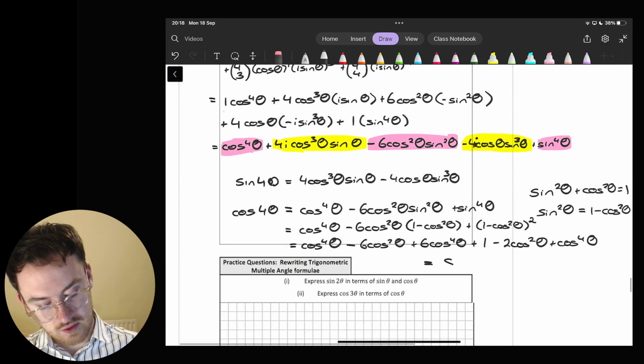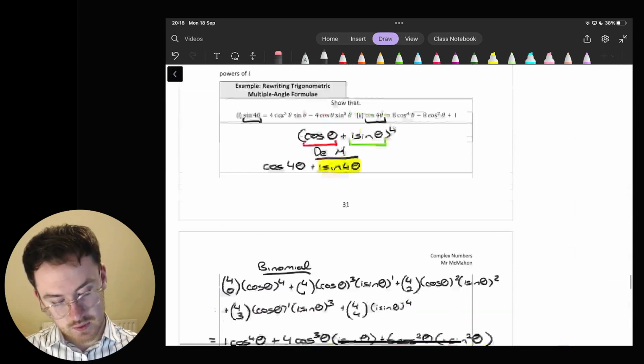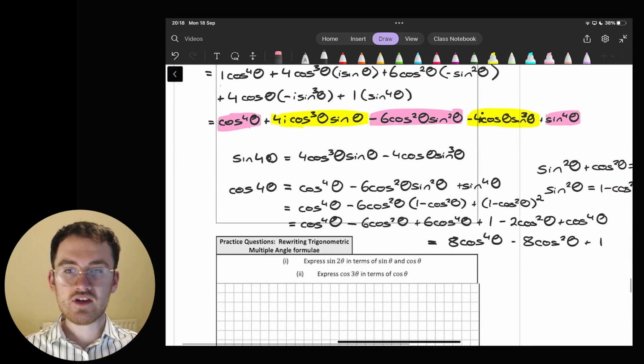So if I group like terms together, I get 8 cos to the power of 4 theta minus 8 cos squared theta plus 1. And is that what we're looking for? That is what we were hoping to get. So that is our end result for that one there. There's a lot of work for what can seem like little payoff.